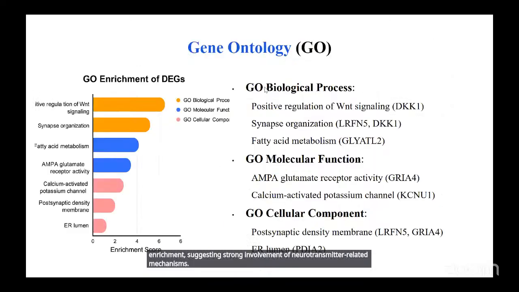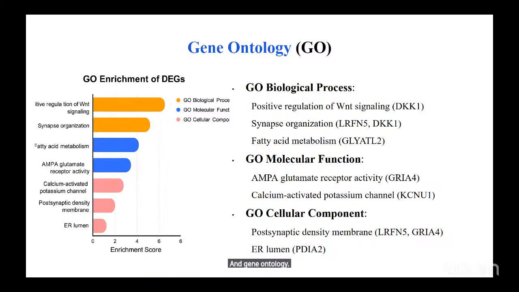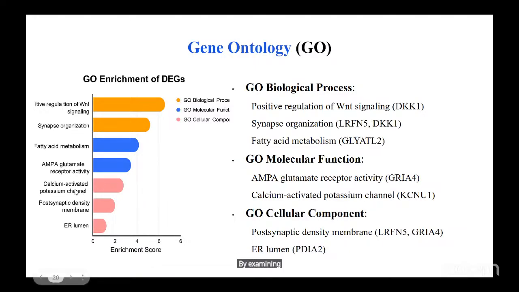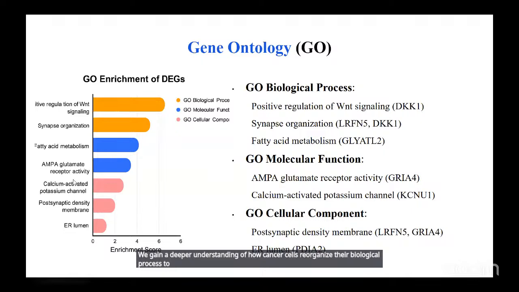And gene ontology. Gene ontology enrichment results across three major categories: biological process, molecular function, and cellular component. These classifications help to break down complex gene expression patterns into more understandable biological functions. By examining GO terms, we gain a deeper understanding of how cancer cells reorganize their biological processes to sustain growth and survival.